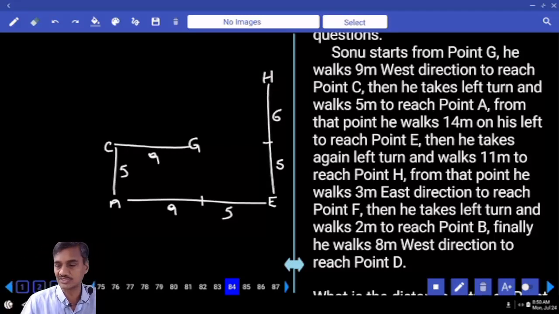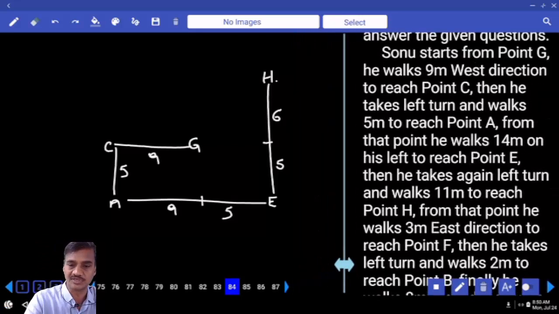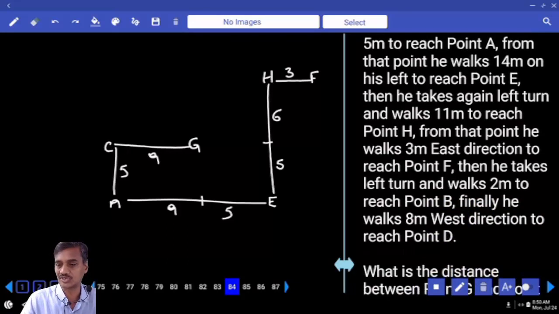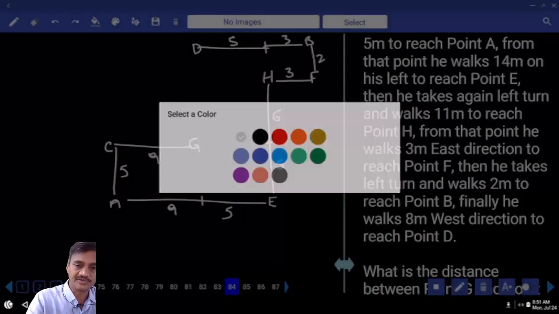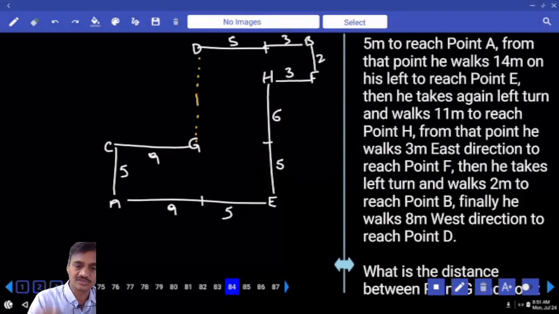From that point he walks 3 meters east to reach point here. From here 3 meters east to reach point here. Then he takes left hand and walks 2 meters to reach point, left hand side and 2 meters to reach point B. Finally he walks 8 meters left to reach B. From here 8 meters means from here to here this is 3 meters and again there's 5 more meters, that 5 equals 3. And finally D is here. Now D and G are in a vertical straight line. Are you getting this one or not?